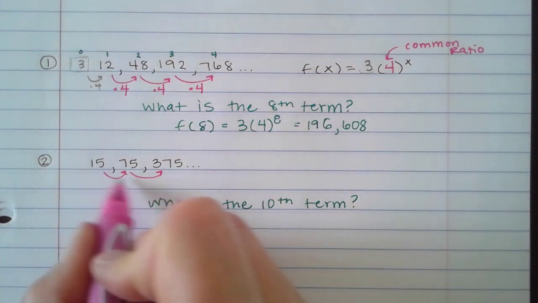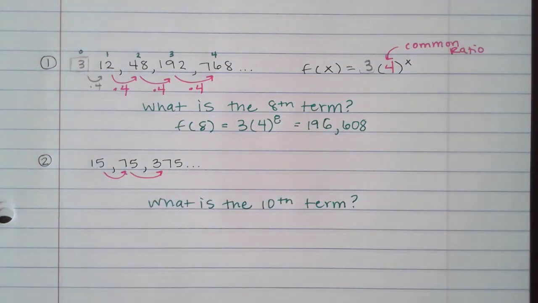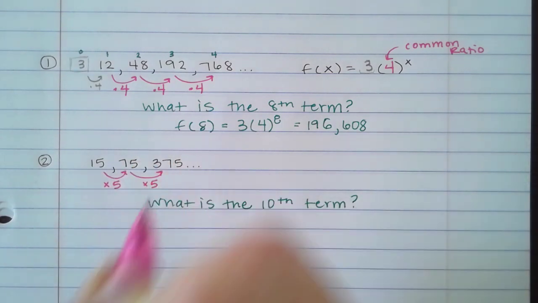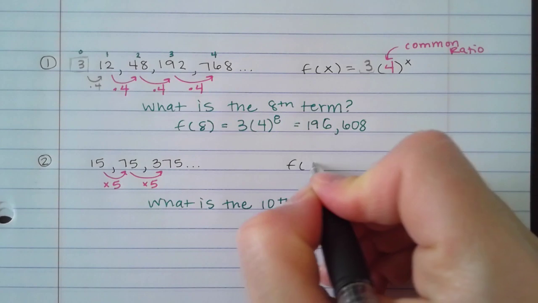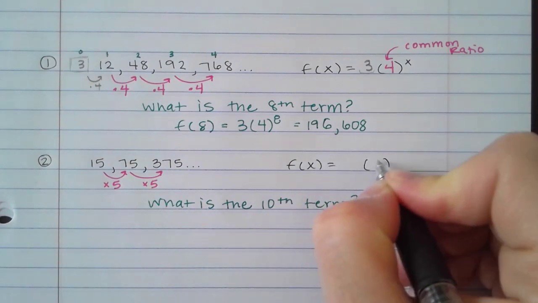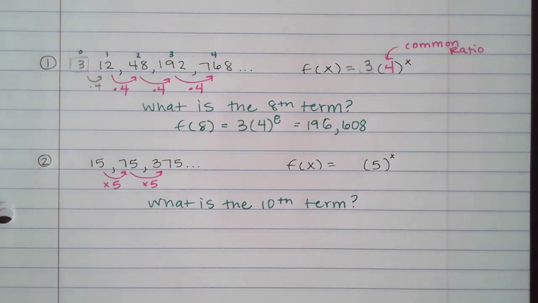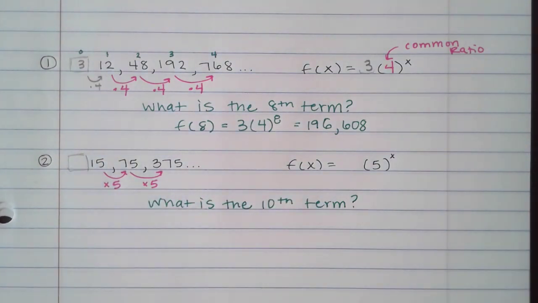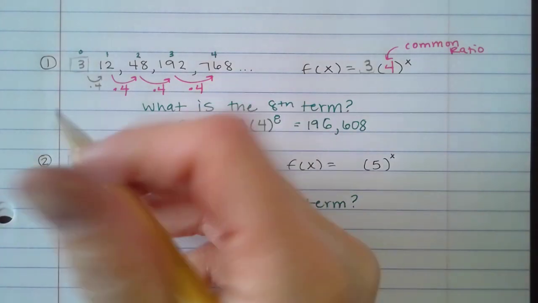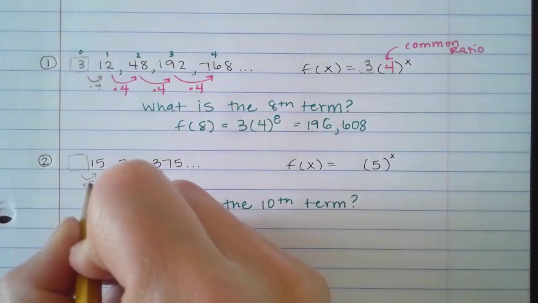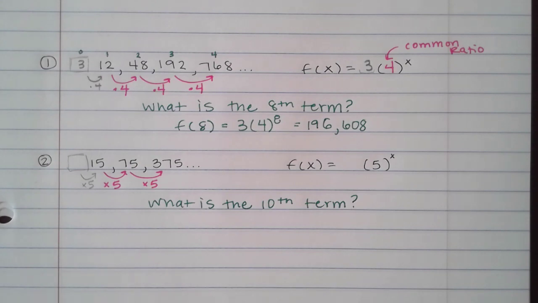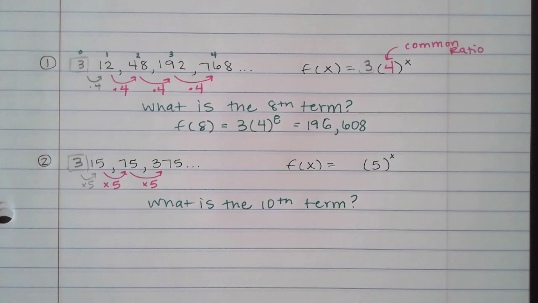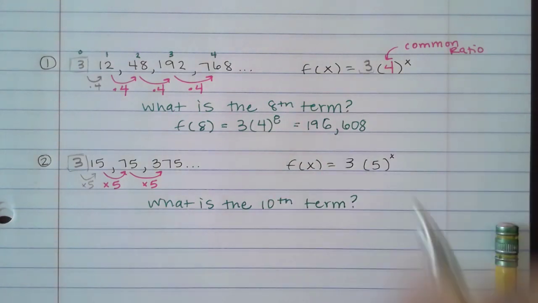Multiplied by what? 15 multiplied by 2. Nope, 15 multiplied by 4 is 60. So multiply by 5 every single time. And so our function over here is 5 to the power of x. And then we want to know the invisible 0 term over here. What is our invisible 0 term? What multiplied by 5 is going to give me 15? 2 times 5 is 10. 3 times 5 is 15. So it's 3. I'm going to write a 3 out here in this pen.